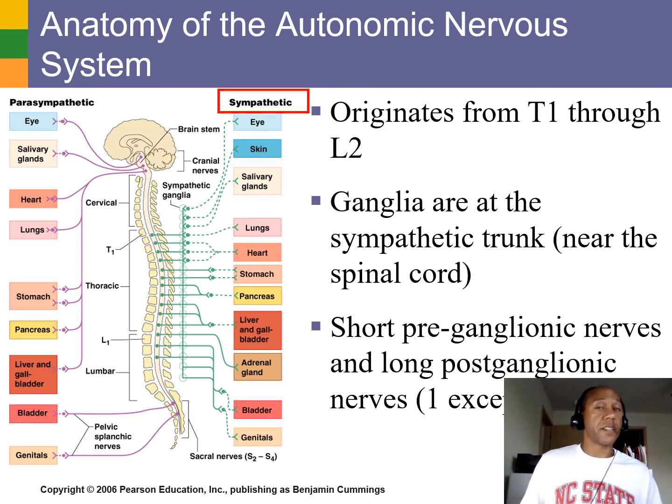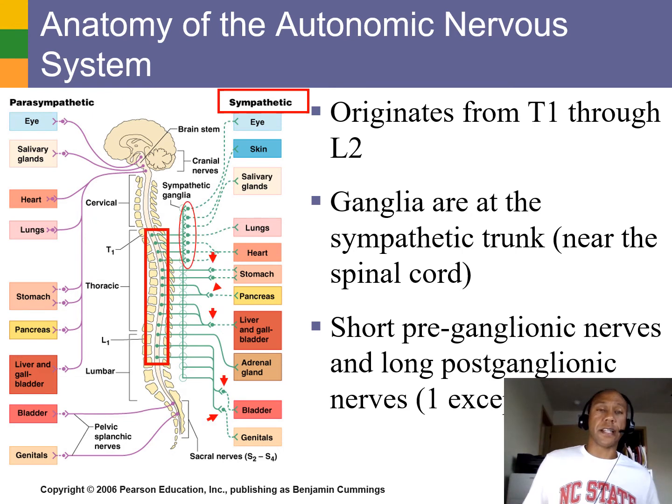Now for the sympathetic nervous system. So first, when we look at its anatomy, the preganglionic neurons are located in the thoracic and lumbar spinal cord. Also notice that unlike the parasympathetic division, we have relatively short preganglionic axons and relatively longer postganglionic axons.